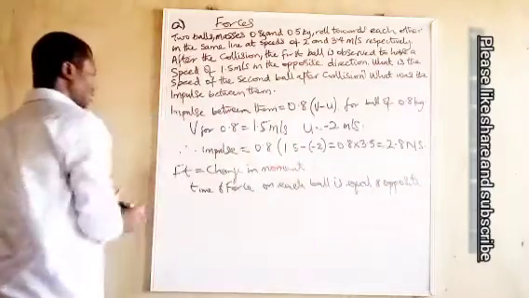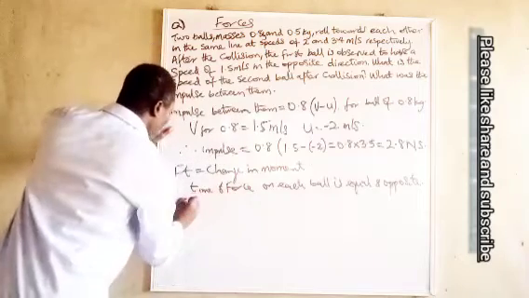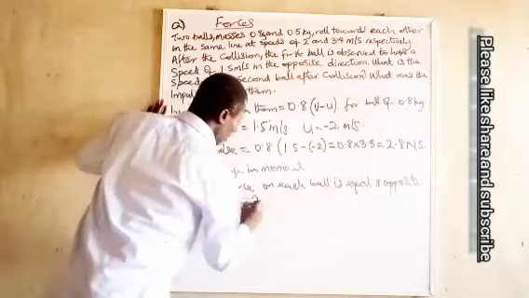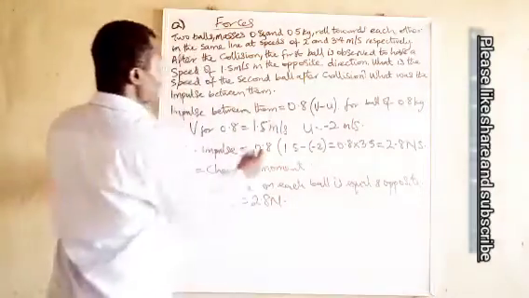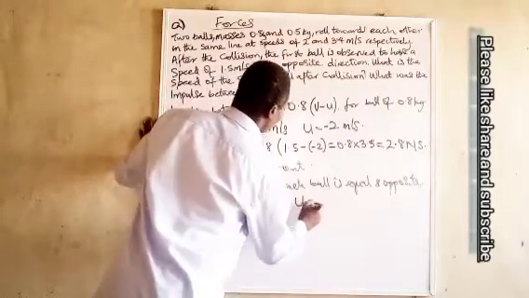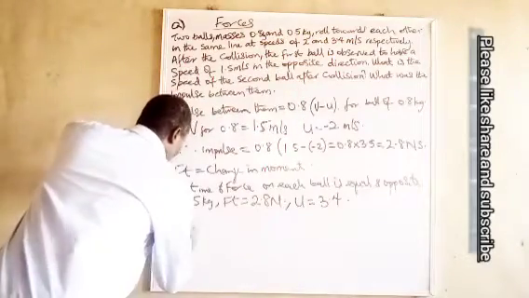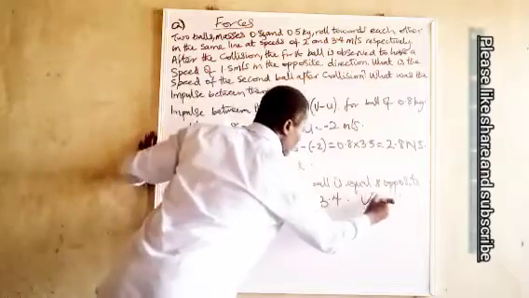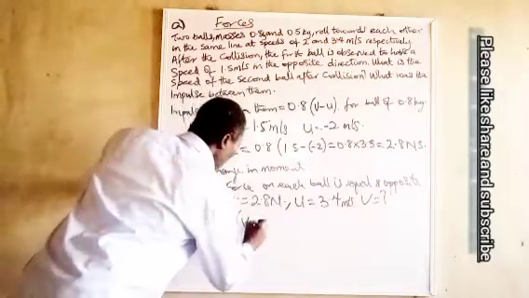So since we know the magnitude, let's work with the magnitude. So on the ball of mass 0.5 kg, FT equals 2.8 newton seconds. And we have initial velocity U equals 3.4. Therefore, 2.8 equals 0.5 into V minus U, where V is in meters per second.